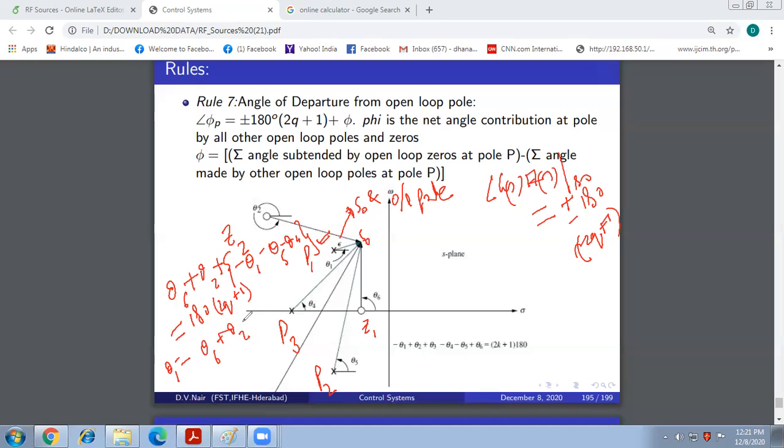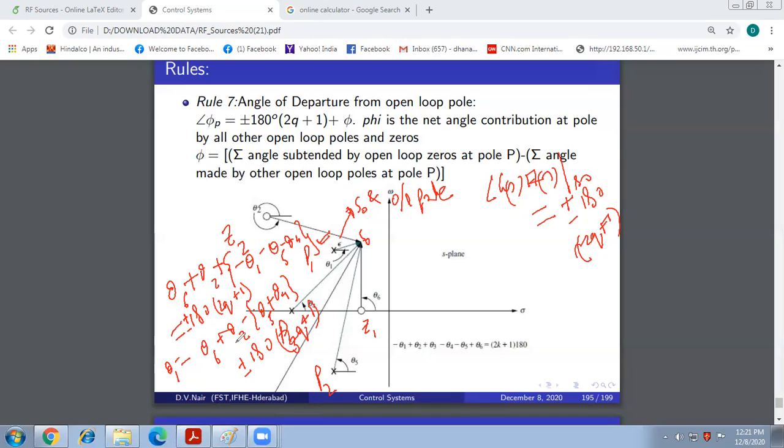Then it will be what? Minus, in bracket, I will now put theta 5 plus theta 4, right? And plus minus 180 degree, right? Because since it is plus minus, when I take it on that side, it will remain plus minus only, right? 180 degree into 2q plus 1, right?